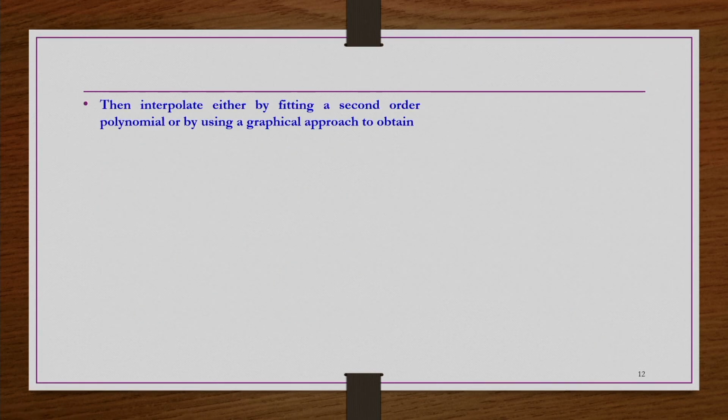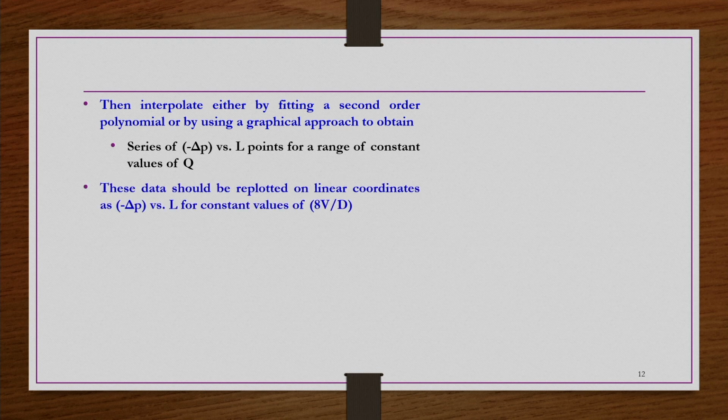Then interpolate, either by fitting a second order polynomial or by using a graphical approach, to obtain a series of minus delta p versus L points for a range of constant values of q. Different q values you take, and then replot or interpolate the data to get minus delta p versus L data points. Then you plot this minus delta p versus L data for different q values, where q corresponds to 8 V by d.